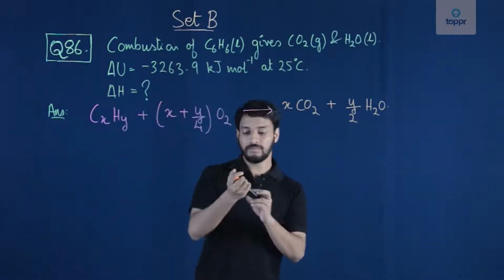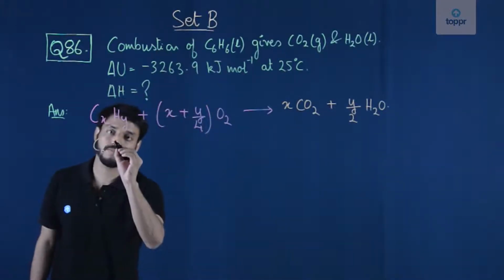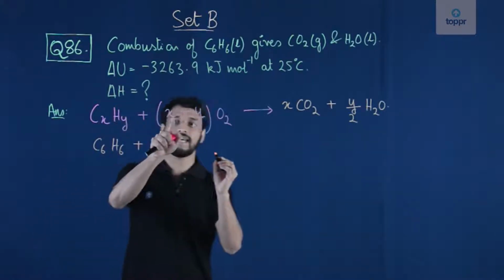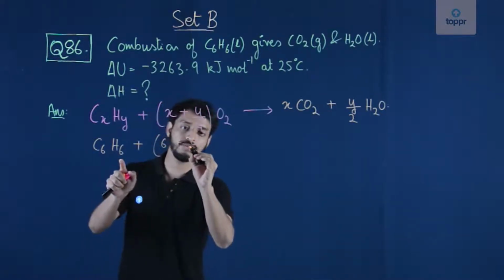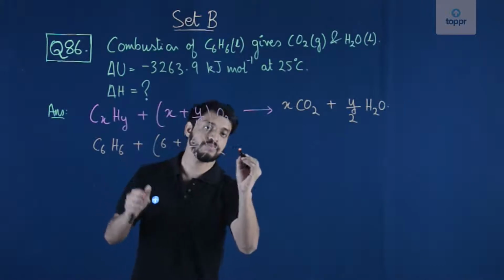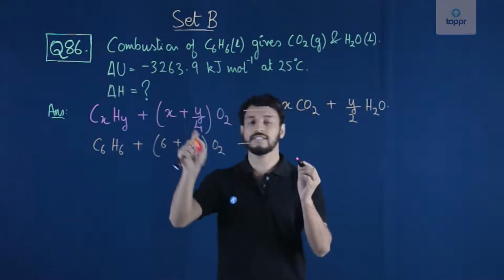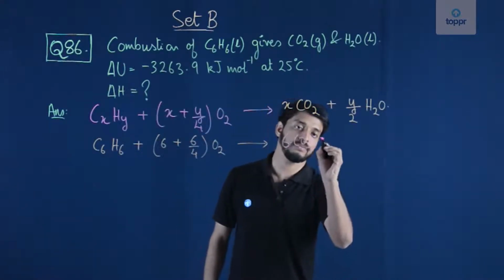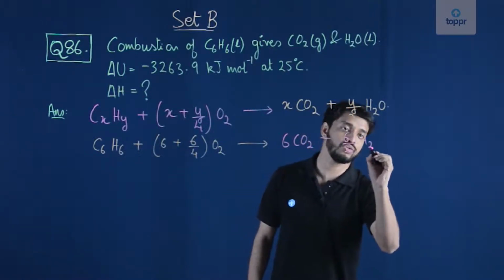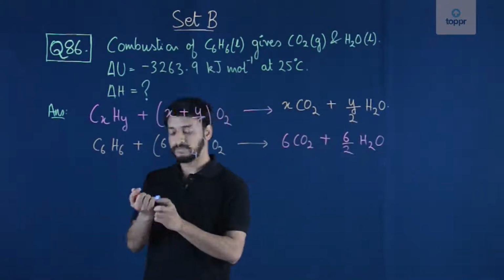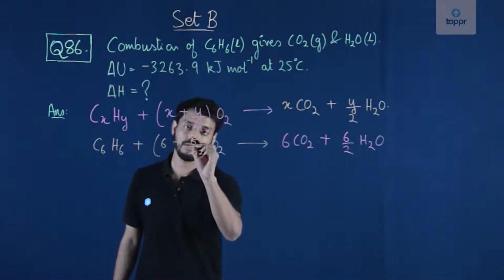Now let's just try to replace this. We have benzene over here, so let's try to replace it. We have C6H6 plus (x plus y by 4) O2, where x is 6 and y is also 6, so 6 plus 6 by 4. And from here we get 6 CO2 plus, as y is again 6, 6 by 2 H2O.